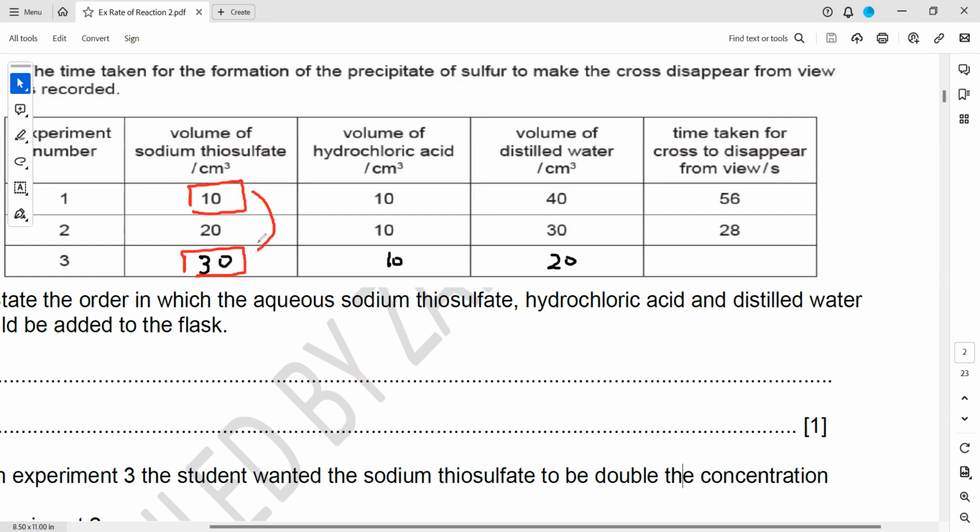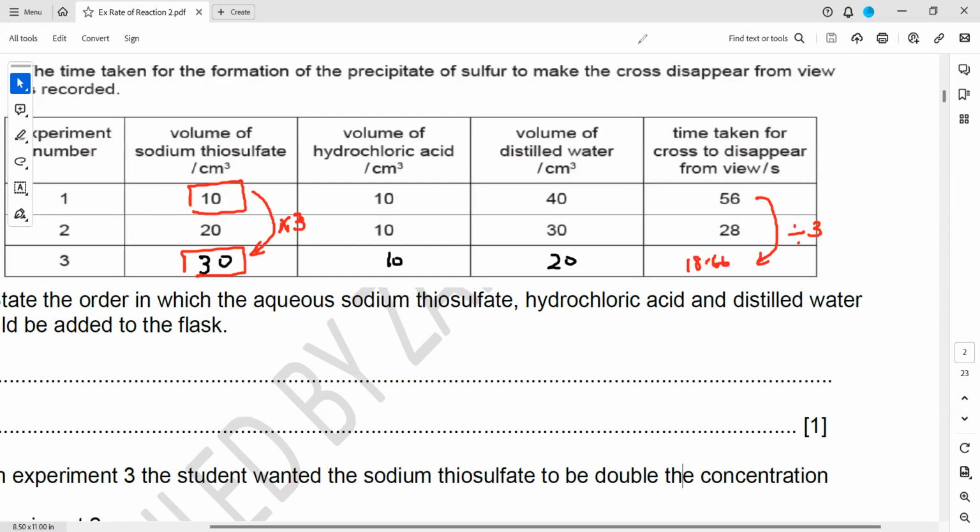So how much volume have I used? I have used 3 times the volume. So it means the amount of the particles will be 3 times, or the concentration will be 3 times. If the concentration is 3 times, what happens to the time? It will be divided by 3. So it will be 56 divided by 3, which is 18.66 in that case.